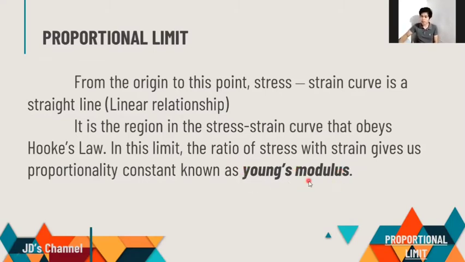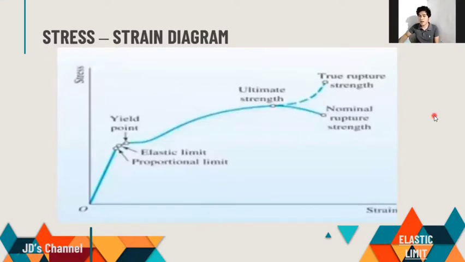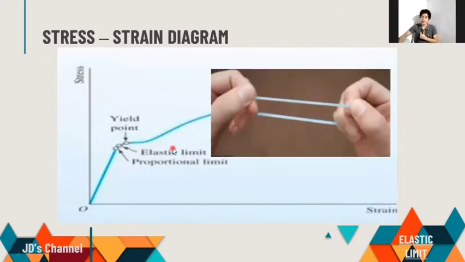The symbol here is capital E, or Young's modulus, or modulus of elasticity. The next one is the elastic limit. This is the next point after the proportional limit. As the word says, beyond this point, the elasticity of a material ends.